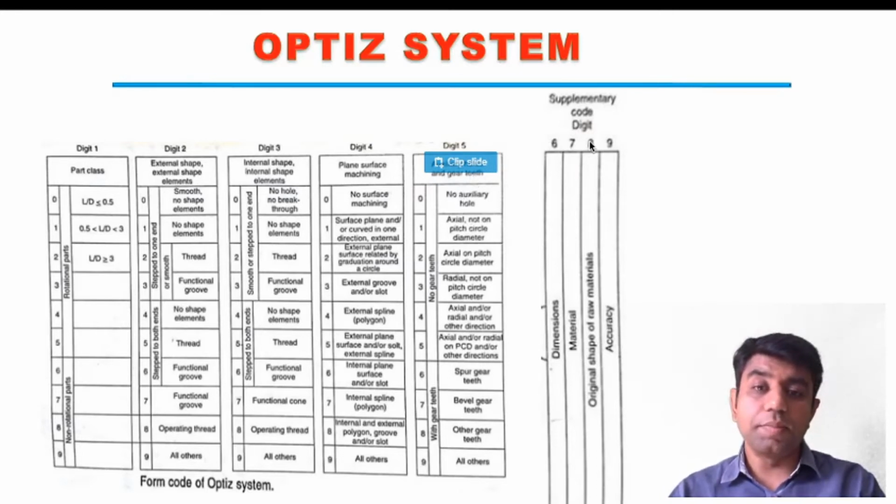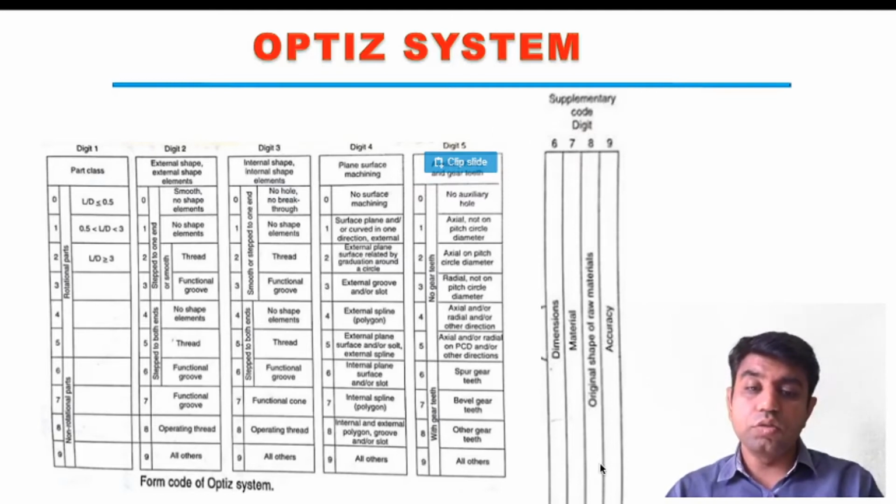Next one is the supplementary code. The form code is followed by the supplementary code, in which we have 4 digits. The sixth digit indicates the dimensions of the object directly. The seventh digit indicates the material which you are using. For example, one number is given to iron. So if the seventh digit is written as 1, then the person looking at the part will get to know that this component is made of iron, right? If 2 is given for copper, and the seventh digit is 2, then we can come to know that it is a copper material, right? So this is how the code is read.